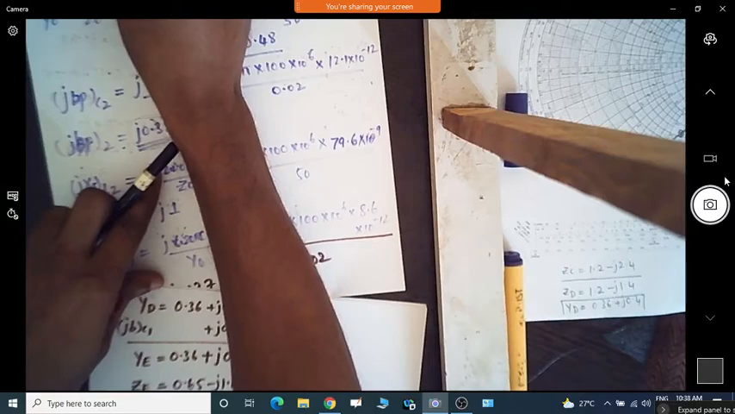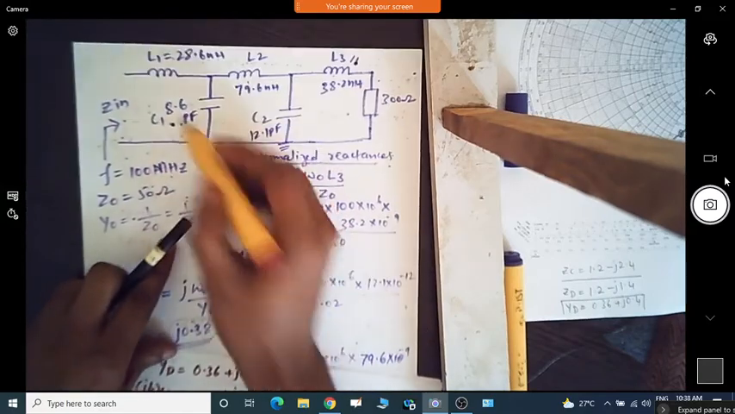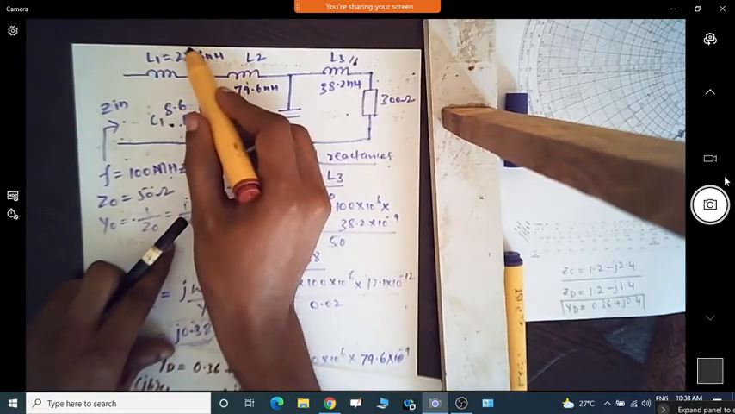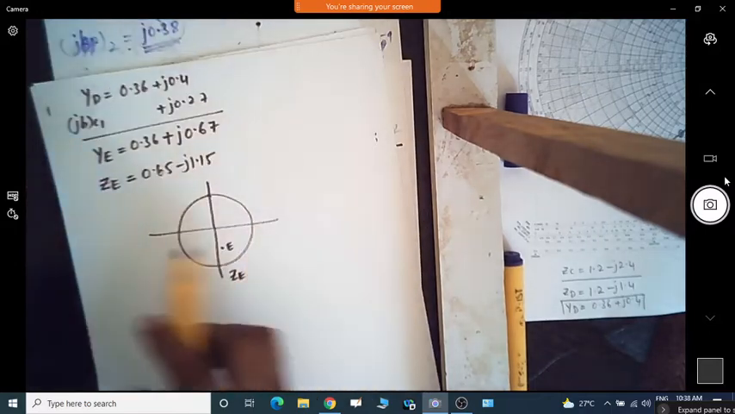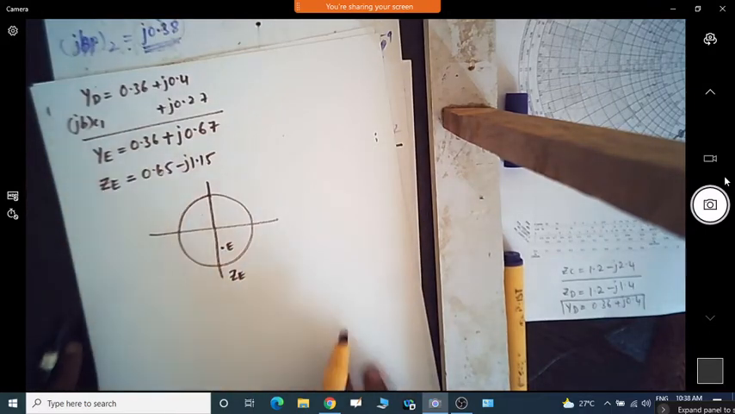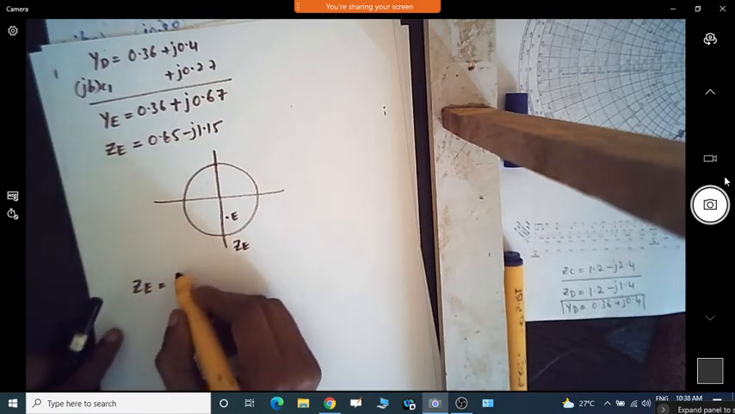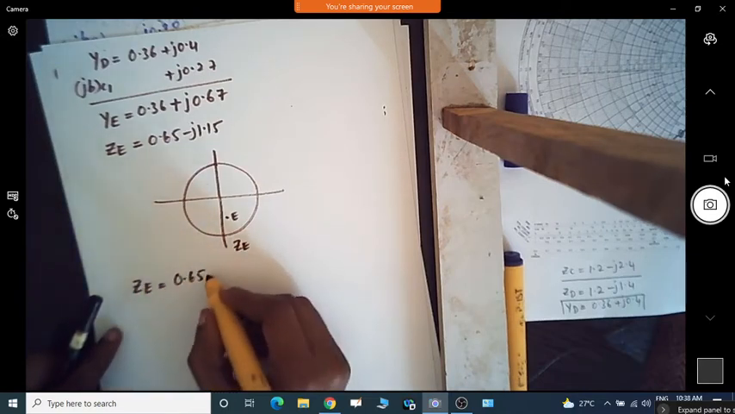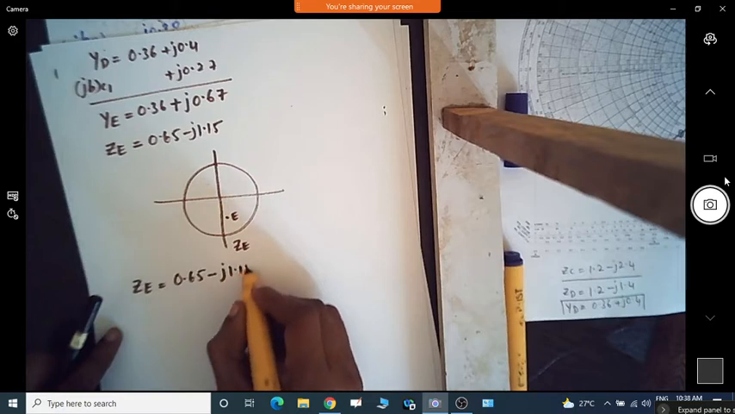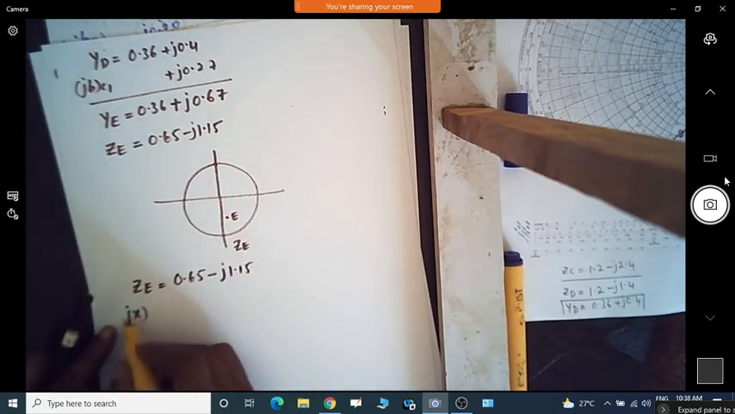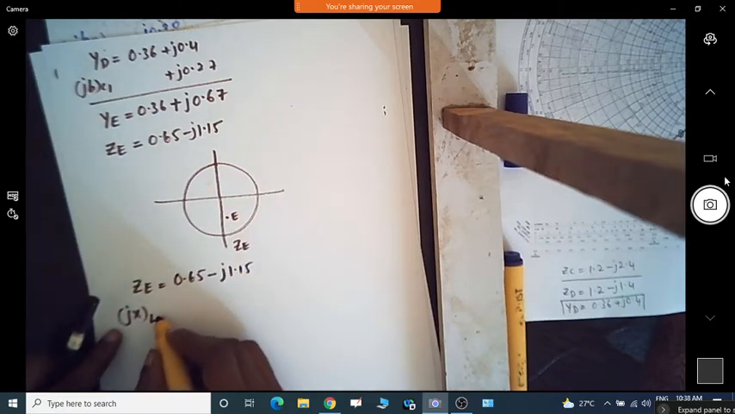we need to add the series inductor, is it not? Finally we need to add the series inductor, so that's why I am finding out the impedance at that point. So now for this ZE we need to add the inductance value, that is 0.65 minus j 1.15. We need to add the reactance of the inductor L1.